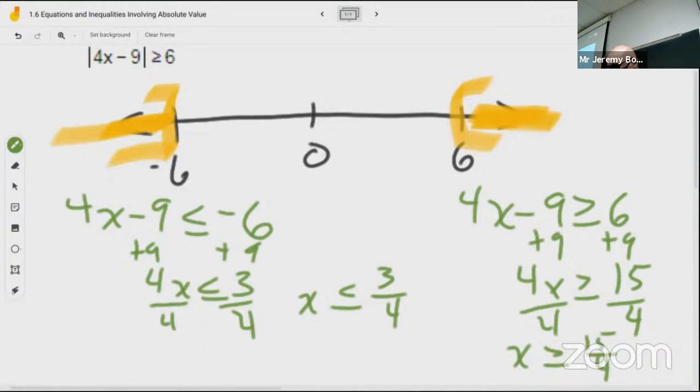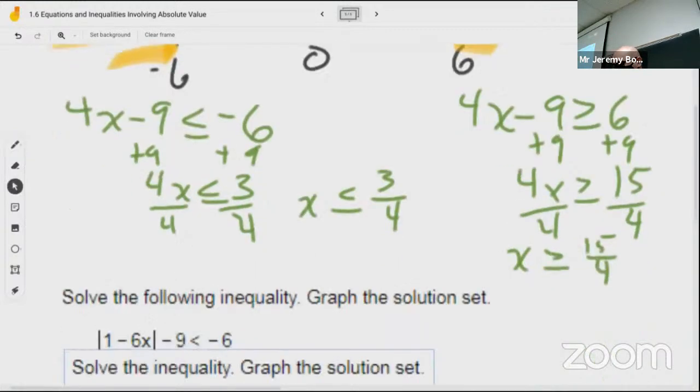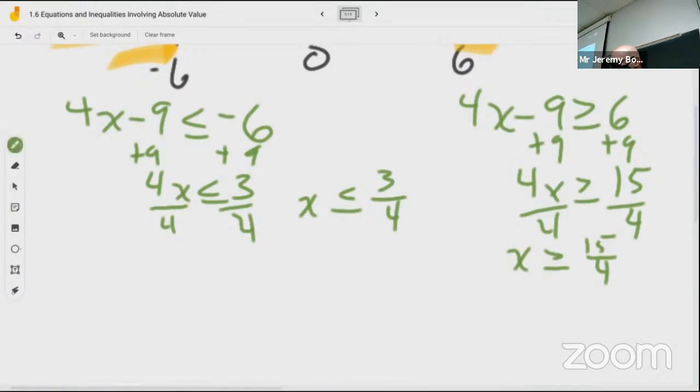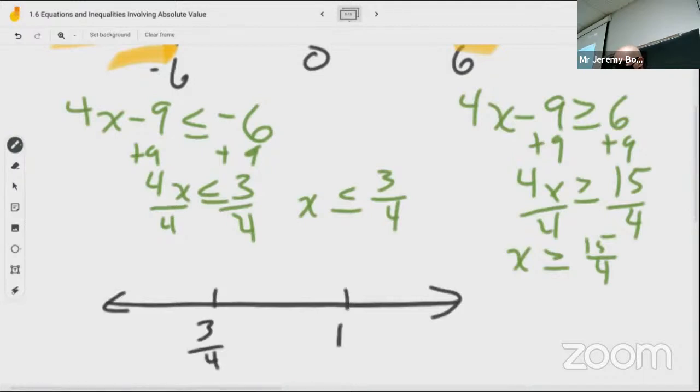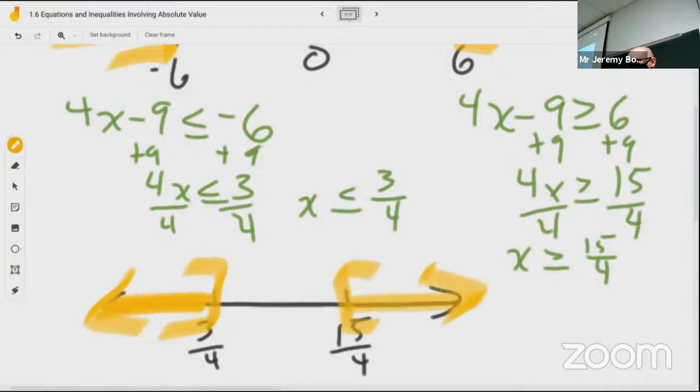And so my interval notation, just in case anyone's having trouble with it, you have 3/4 here, 15/4 here. It doesn't matter where I really write them. I just have to have them in the correct order. I know 3/4 is less than 15/4, right? And so we're saying what? It is less than or equal to 3/4. So that means it's going to be to the left of it, and it could be equal to it. It's greater than or equal to 15/4, so it's going to be to the right of it. It could be equal to it.